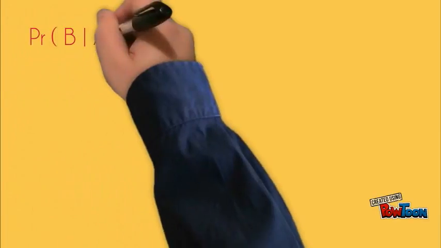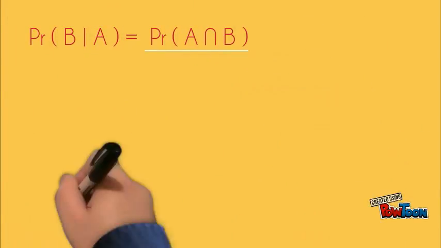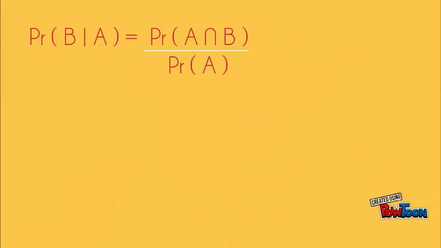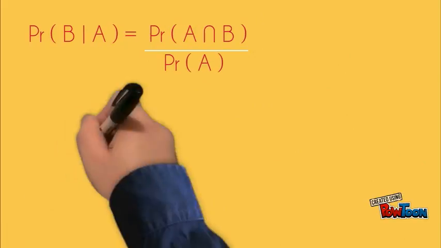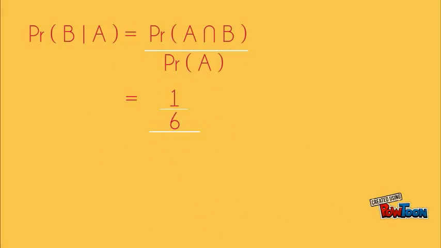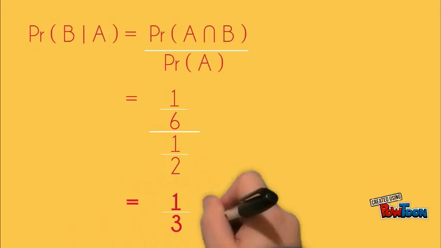Use our conditional probability rule. We can find the probability of a 2 given that the die has landed on an even number. Probability of B given A equals the probability of A and B divided by the probability of A. So the probability of A and B is equal to 1 over 6. Divide that by the probability of A, which is 1 over 2, and you get the probability of B given A, which is 1 over 3.